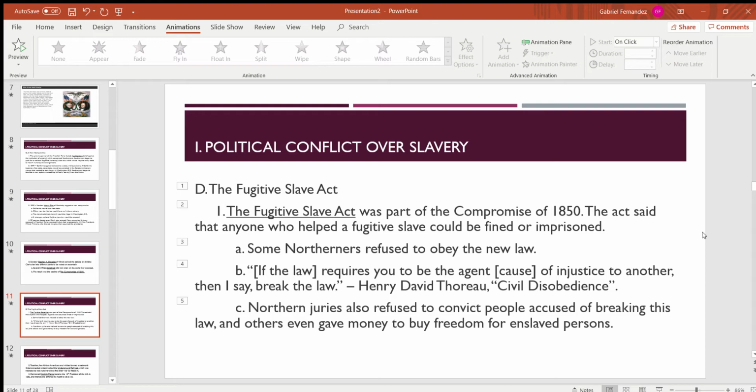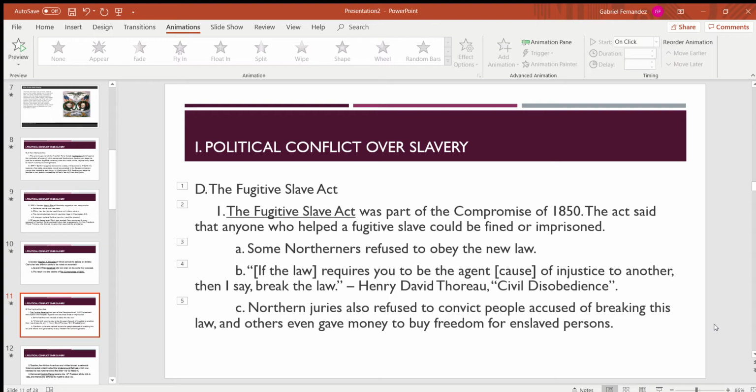Some Northerners refused to obey this law, saying that it was actually immoral to face a fine or imprisonment for returning a fugitive slave. In fact, famous abolitionist Henry David Thoreau, in his essay titled Civil Disobedience, said that if the law requires you to be the agent, in other words, the cause of injustice to another, then I say break the law. Northern juries also refused to convict people accused of breaking this law, and others even gave money to buy freedom for enslaved persons.